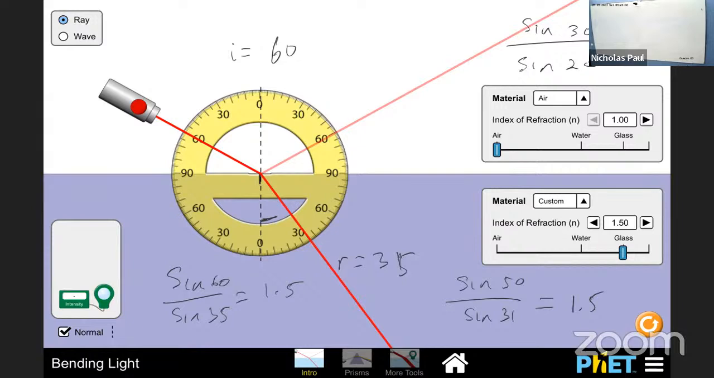What do you recognize? Anybody? Keep getting 1.5. Same amount of refraction, right? So we call that the refractive index. A guy named Snell did exactly the same thing. Snell recognized that the refractive index remained the same. Every time he divides sine i by sine r, he keeps getting the same value. So we call that the refractive index.